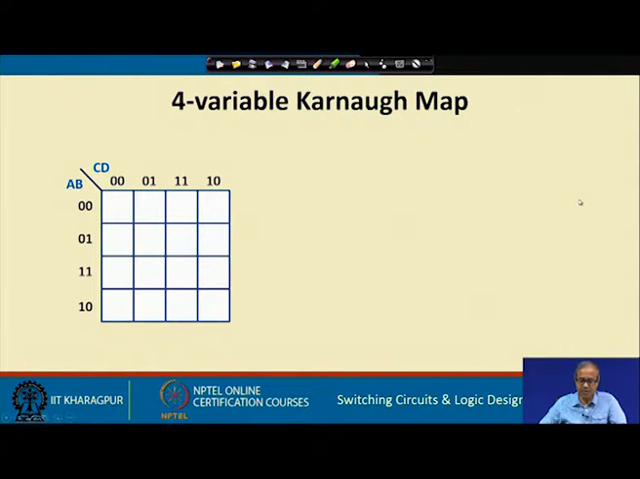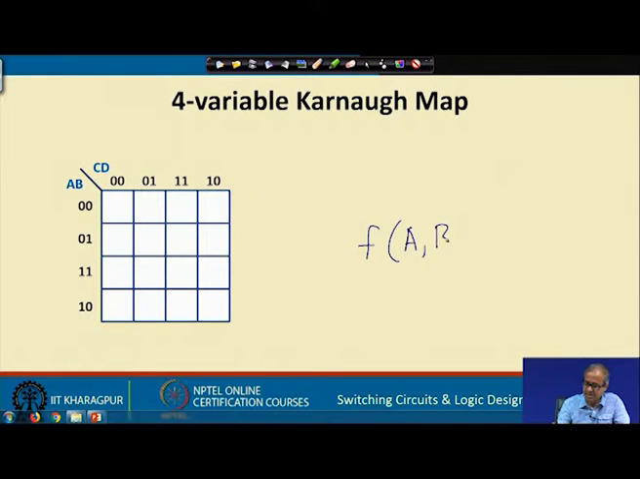Let us consider a 4 variable Karnaugh map like this. This is just an extension of a 3 variable map, where we consider a function with 4 variables, let us say a, b, c, d, where in this diagram I am showing a, b along the rows and c, d along the columns. And just like a 3 variable function, we label the columns in the gray code order 00, 01, 11, 10. Here we are doing the same thing for both rows and columns: 00, 01, 11, 10.